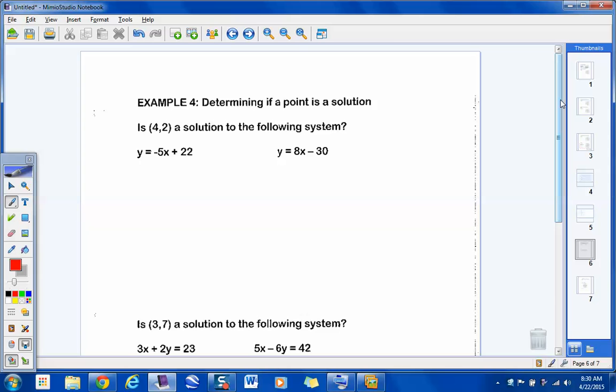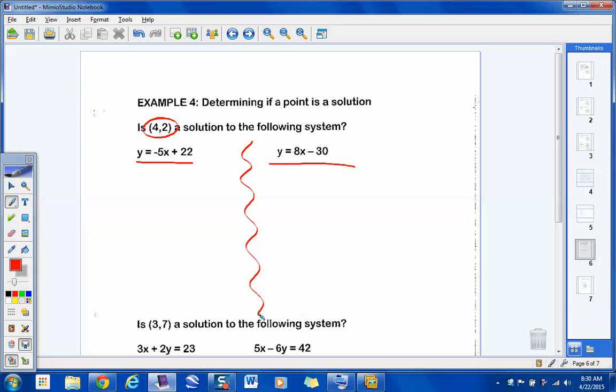Now again, we said that if a point is a solution to a system, it's the one point that's on how many of the lines? We're looking for the value that makes both equations true at the same time. So this one says determine if a point is a solution. We want to know if the point 4, 2 is a solution to this system, both equations. Basically what you need to do is plug this in and determine if both of them are true. If both equations turn out to be true when plugging this point in, then you'll have a solution. If one of them's false, then what are you going to say? No, it's not the solution.